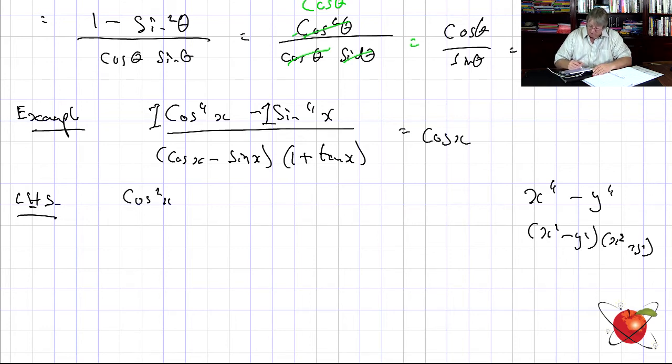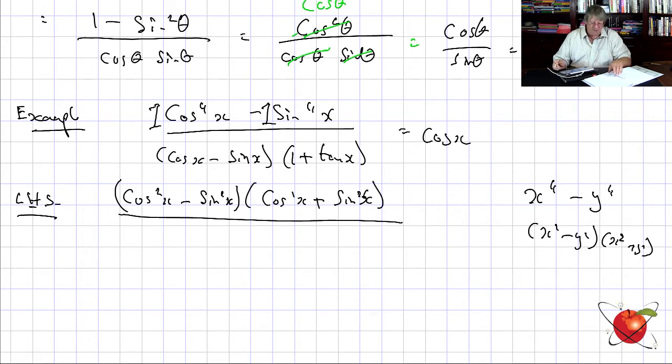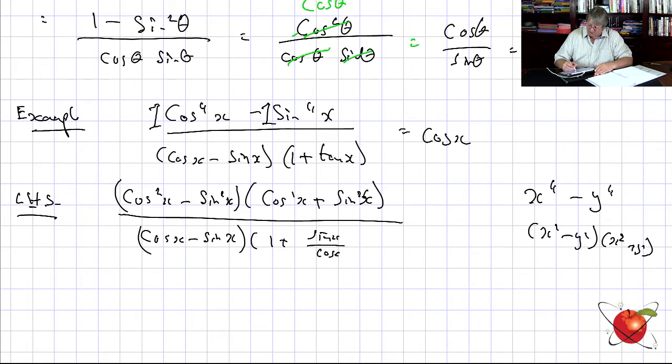into cos squared x minus sine squared x and cos squared x plus sine squared of x. All right, like so. Okay. And, yep, at the bottom, I say that is going to be cos x minus sine x over 1 plus sine x over cos x.